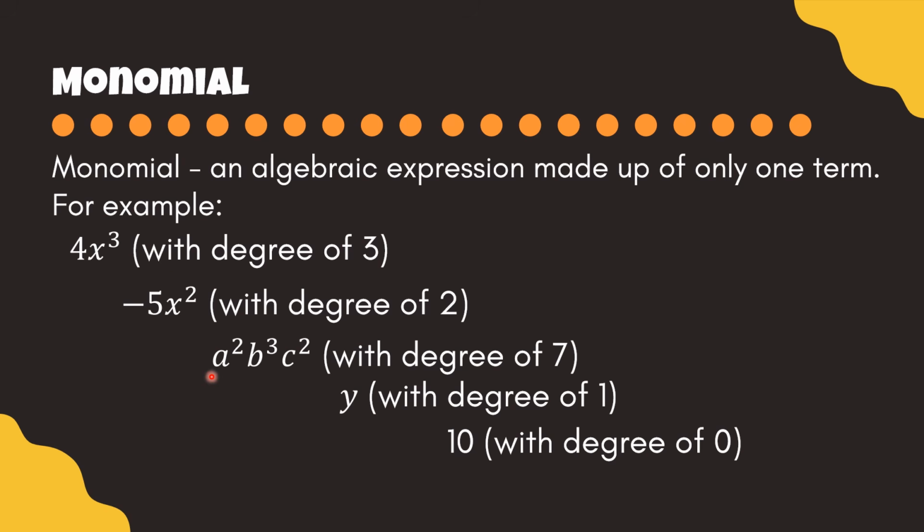In this case, a squared, b cubed, c squared, since they are only in one term, we are going to sum up their exponents to get the degree. 2 plus 3 plus 2, you will get a degree of 7. However, 10 has no variable. That is why it has a degree of 0. If you have this case, letter y for example, or any variable, which has no visible degree, it is understood that the degree is 1.